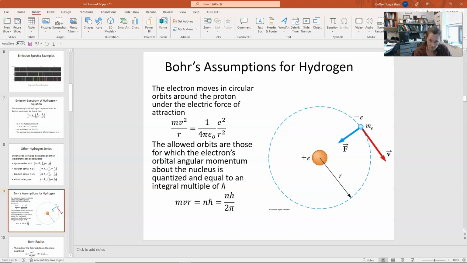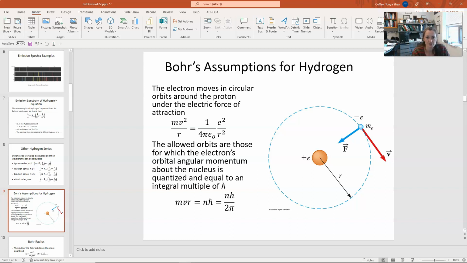Since it's in orbit, making that circle, the centripetal force of the electron in its orbit around the proton, mv squared over r, is provided by that Coulombic attraction between the proton and the electron. And so that's, of course, given by Coulomb's equation, e squared over 4 pi epsilon naught r squared. Yet again, e is 1.602 times 10 to the minus 19 in SI units.